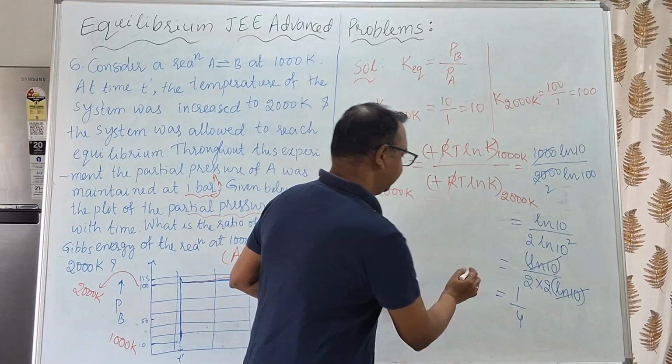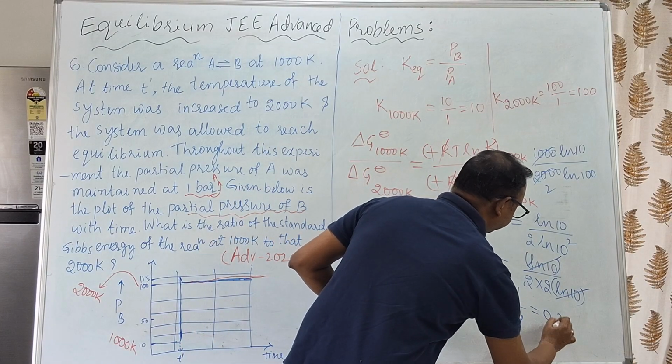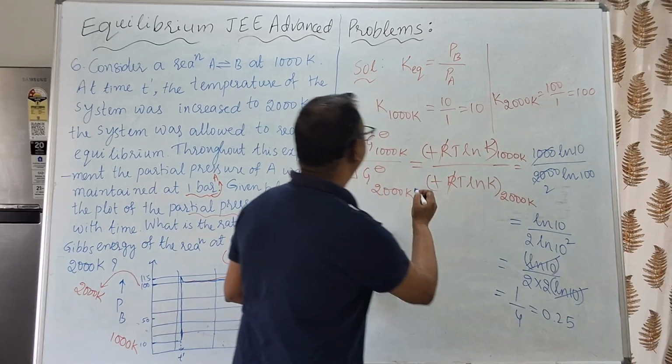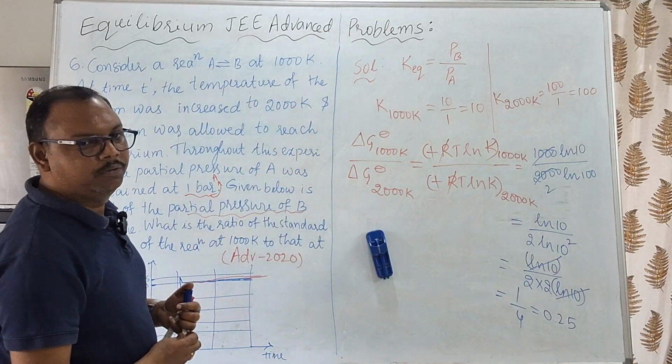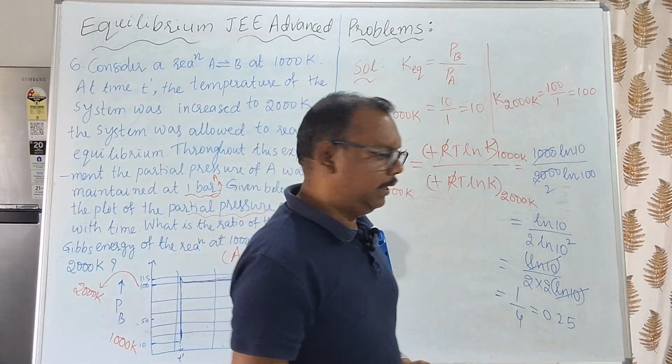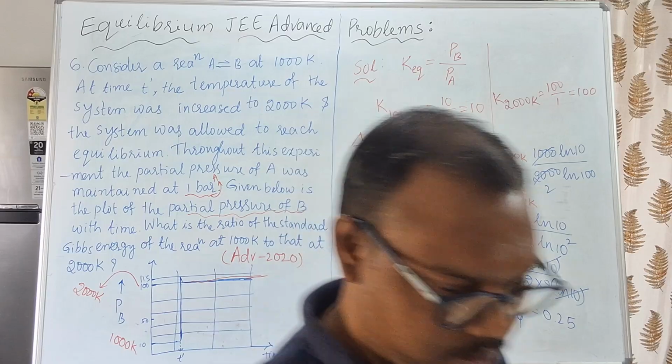1 by 4 is equal to 0.25. The final answer for this is 0.25. Keep that in mind, all of you. Let us see the next question.